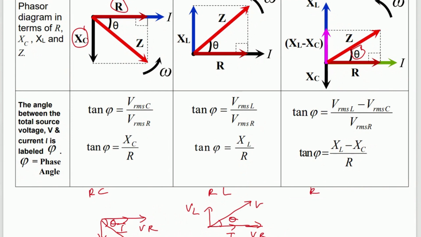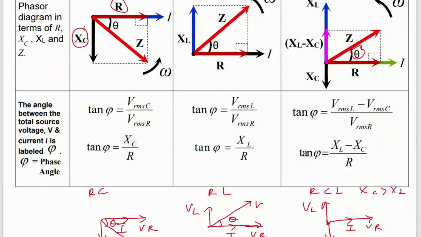Phasor diagram for the RCL circuit, let's say I draw XC is larger than XL. First we draw the phasor diagram for the pure resistor: current and voltage are in phase. Then the phasor diagram for the pure capacitor: current leads voltage by 90 degrees. And the phasor diagram for the pure inductor: voltage leads current by 90 degrees also.